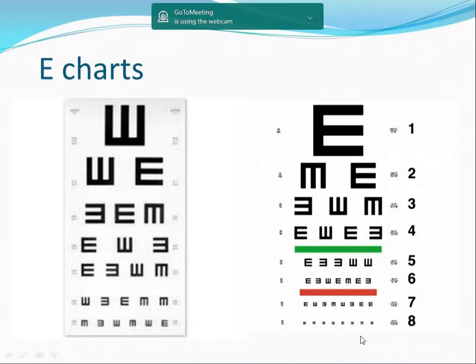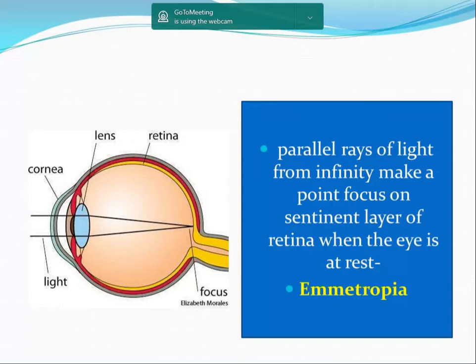Okay, so a normal person with normal visual acuity, a person who does not have any kind of ophthalmic problem or refractive error, will have a normal vision of 6/6. Now such a person who does not have any kind of refractive error is called an emmetrope. So what happens in an emmetrope?